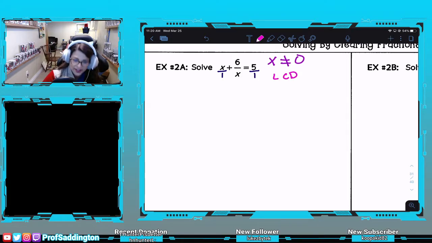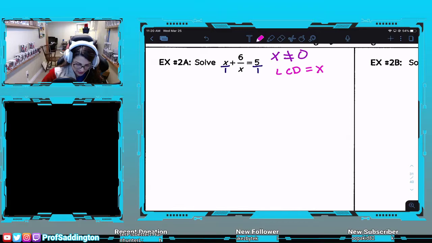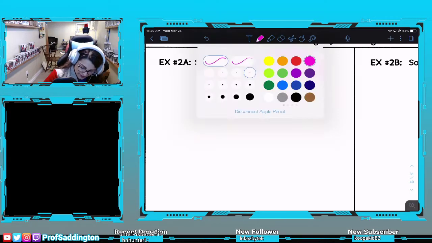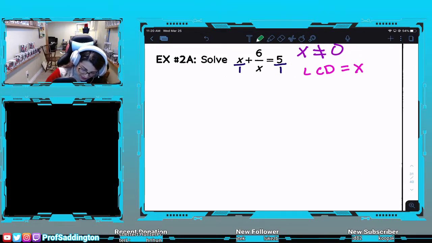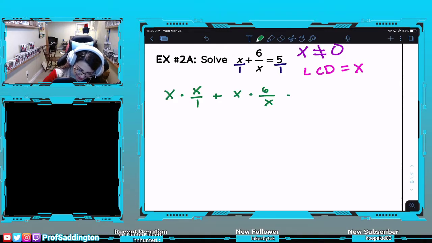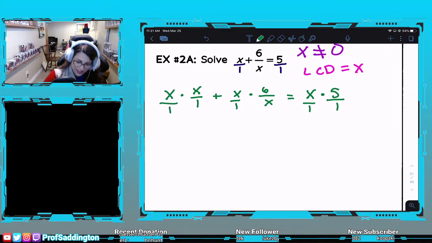And here we can see, of course, if I have 1 and x as denominators, my LCD is going to equal x. So what I'm going to do is multiply every single term by that LCD. So we have x times x over 1 plus x times 6 over x equals x times 5 over 1. And I just do that so we can see easier if things are going to cancel out. If you really want, you can put all these little guys over 1 as well, because dividing by 1 isn't going to change the value of anything.